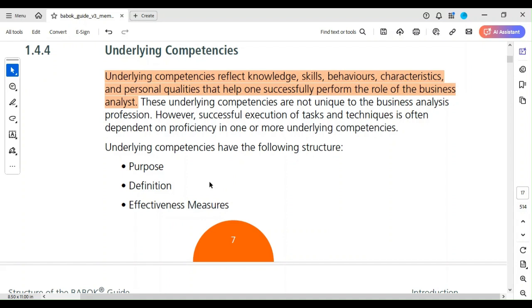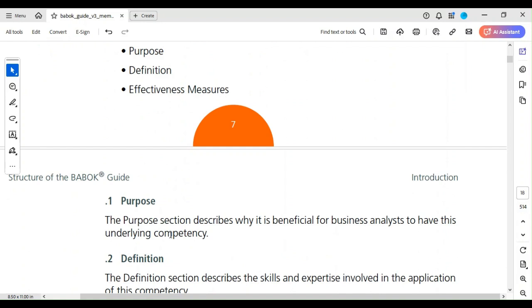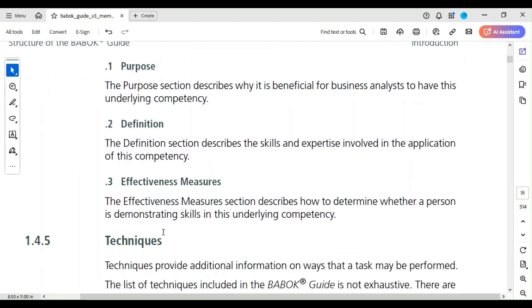However, successful execution of tasks and techniques is often dependent on proficiency in one or more underlying competencies. So, for you to have a successful execution of tasks or techniques is dependent on your proficiency, how able you are, how knowledgeable you are, in achieving one or more of these underlying competencies, putting them in your work. Underlying competencies have the following structure: the purpose, the definition, effectiveness measures, and so on. So let's go into that.